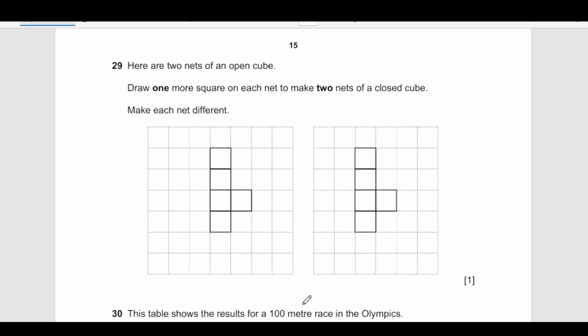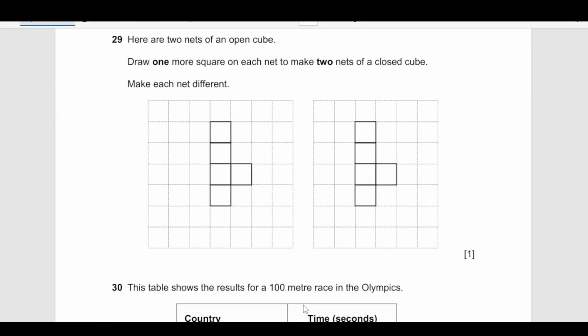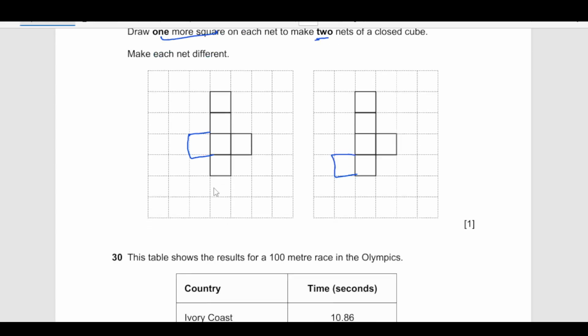Now number 29, here are 2 nets of an open cube. Draw one more square, only one more square, because it's an open cube, right? So each net needs one more to make 2 nets of the closed cube. There are 5 faces, there should be 6 faces to close it. So one can be added here. Your answer may be different from mine, like this. So then this will become a closed cube.